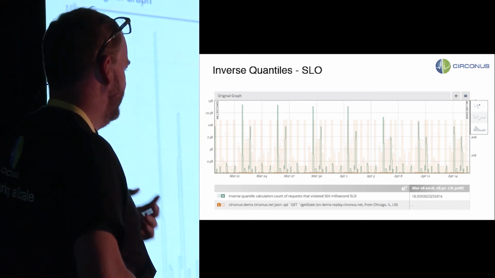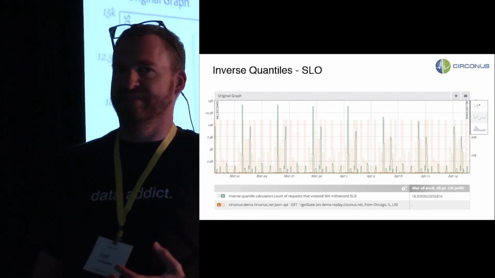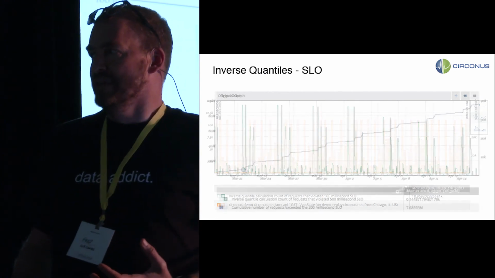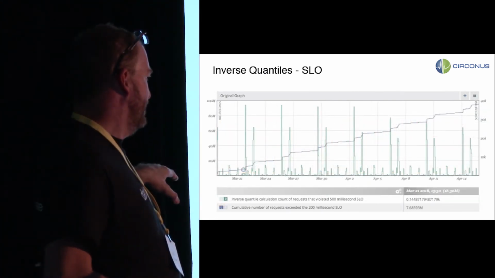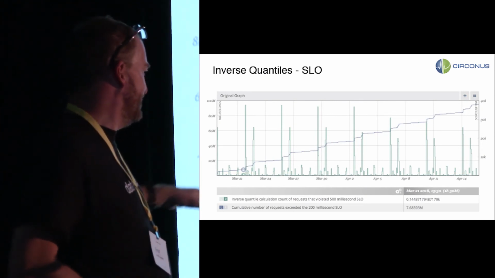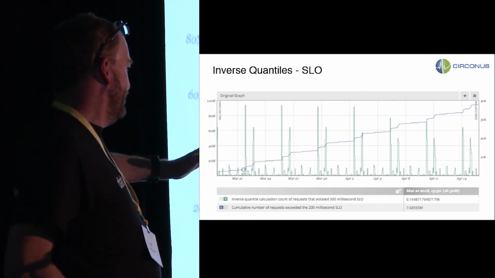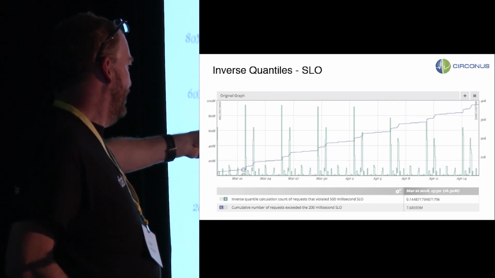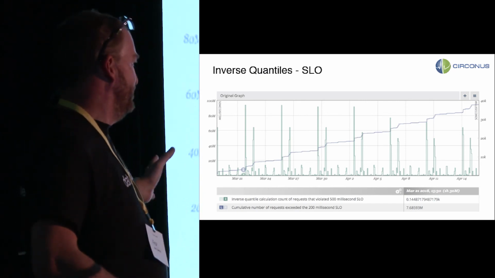But this is just forensic evidence. This doesn't help me when stuff is on fire. So what I can also do is calculate a graph of the cumulative number of times that I violated my SLO. And we can see that each time the slope of the graph increases, we've got another spike. So that's when stuff is essentially on fire and I'm losing money.